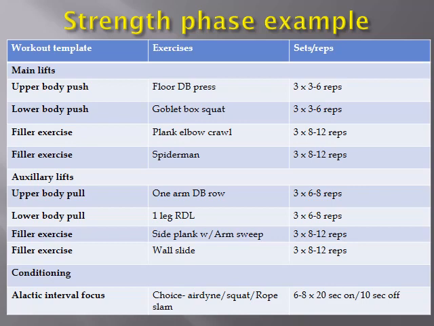Just like we only have maybe 6 main lifts that we focus on, with alactic conditioning it's the same. We're looking at things like rope slams, squats, airdyne sprints. We have maybe 6 to 8 exercises in our library that fulfill our needs in that way, and that's what we're focusing on. These things don't have to be interesting; they just have to be effective and get the effect that we're looking for. So think very basic in terms of your exercise selection with these.